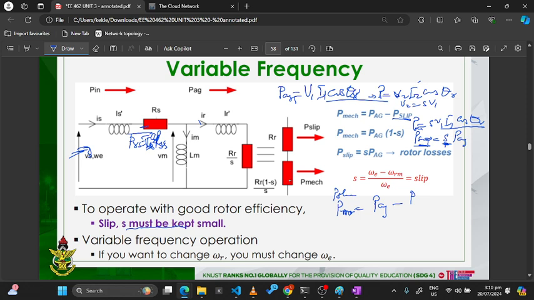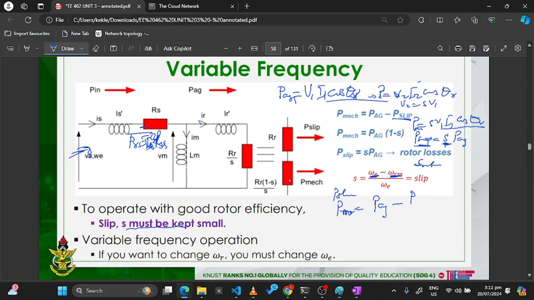So then for variable frequency operation, if you want to change omega R, you must change omega E. So we know that slip is equal to omega E minus omega RM, over omega E. The machine has a rated slip, so S rated. Is that okay? If we increase the voltage without increasing the frequency as well, we are going to increase the rotor speed, and this is going to be constant. Is that okay?